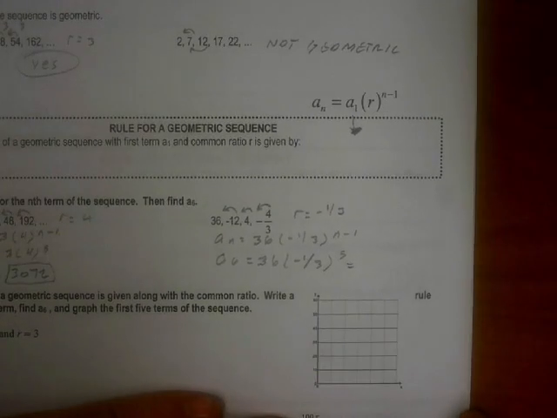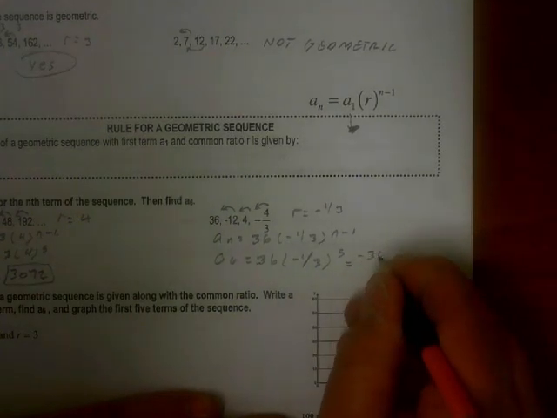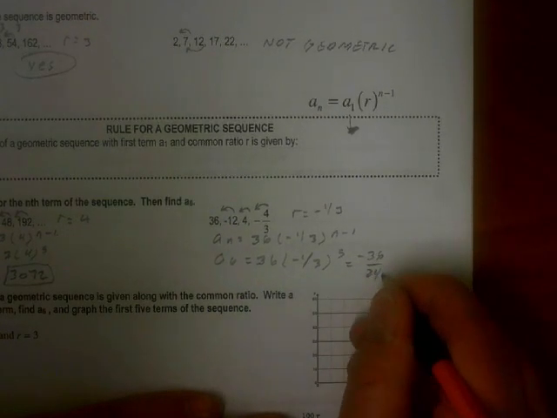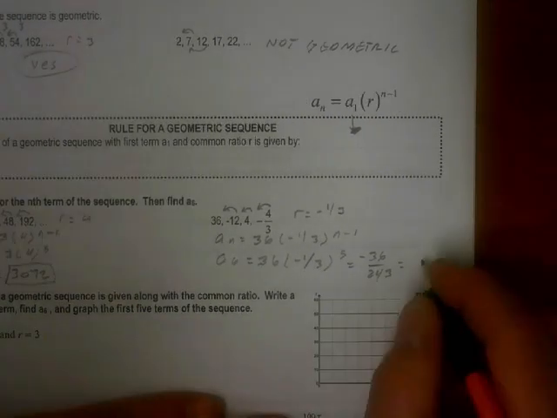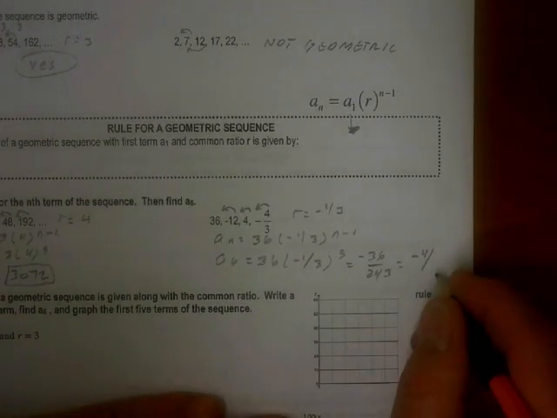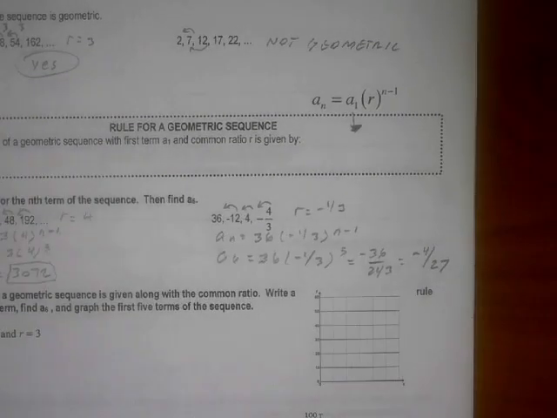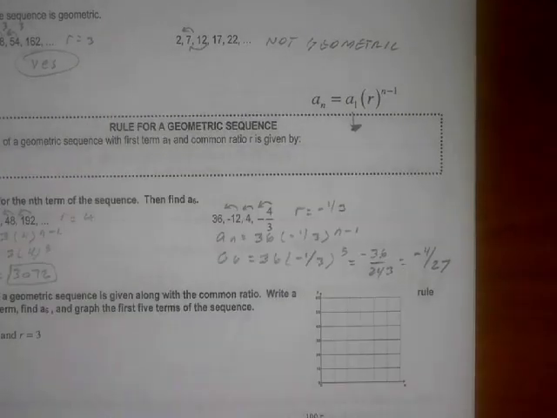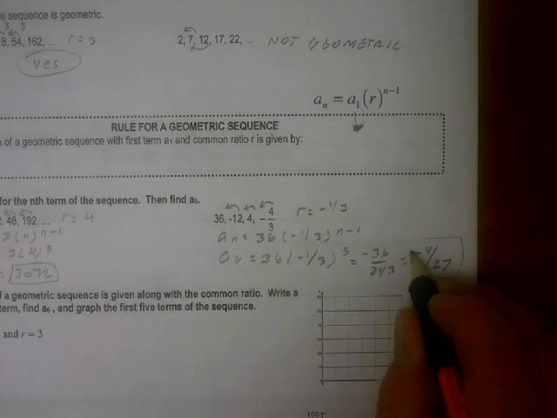So that's going to be negative 36 divided by 243. Now you know me well enough, I'm going to expect you to reduce that. That reduces to negative 4 over 27. Again, you can use your calculator.